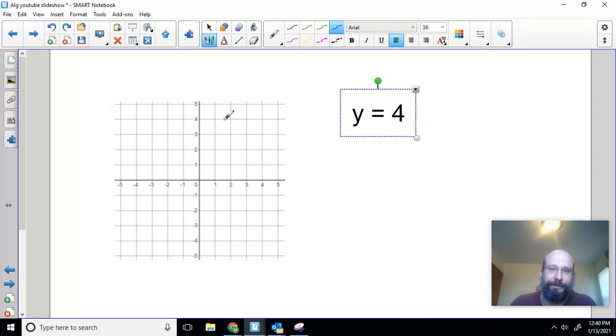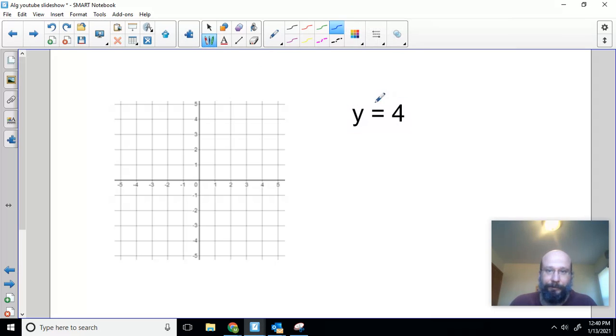So if you have a question that says to graph this, or it says what is the slope of this equation, you're going to think y equals 4. So I'm going to find my 4 on the y. And then since it crosses here, it must be a horizontal line on the 4. And if it's a horizontal line, then obviously the slope is 0.